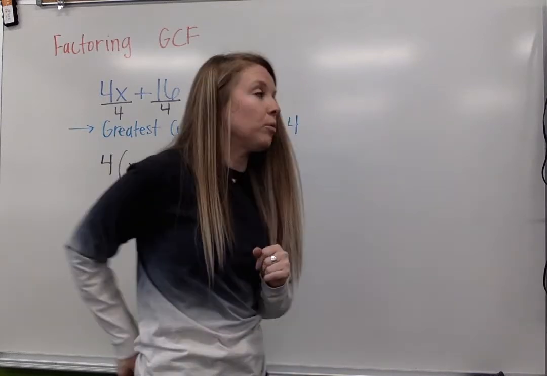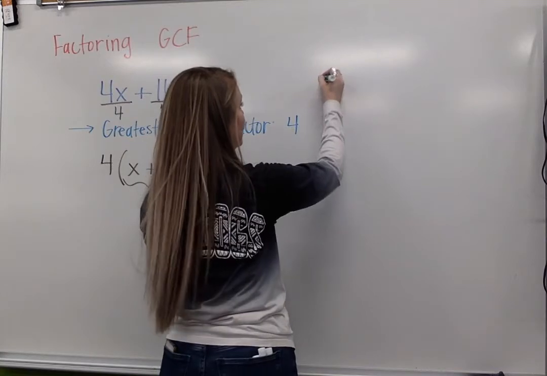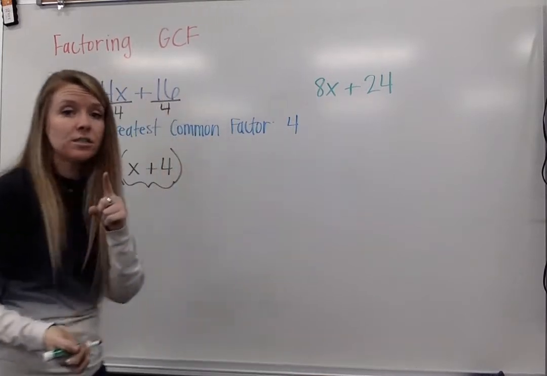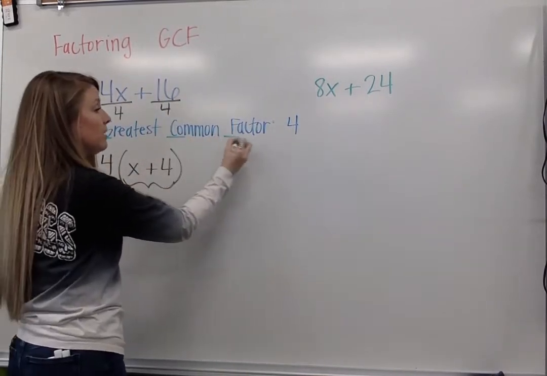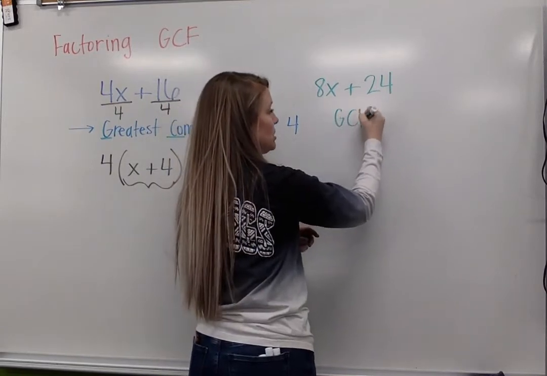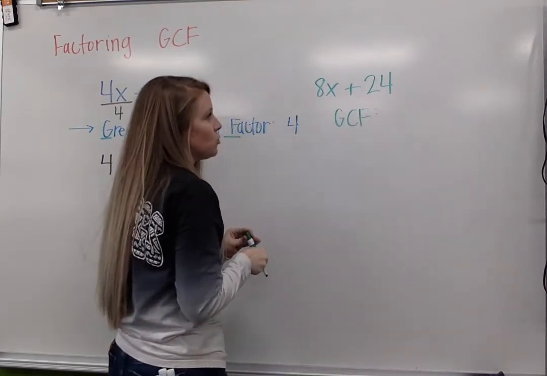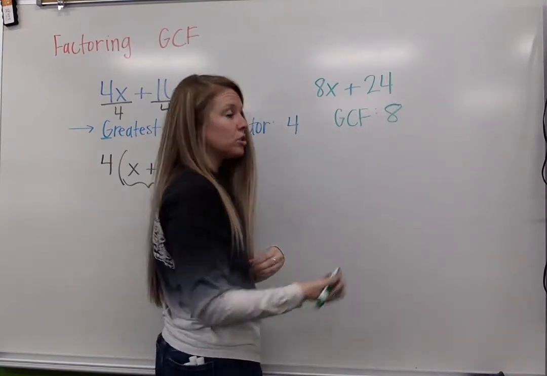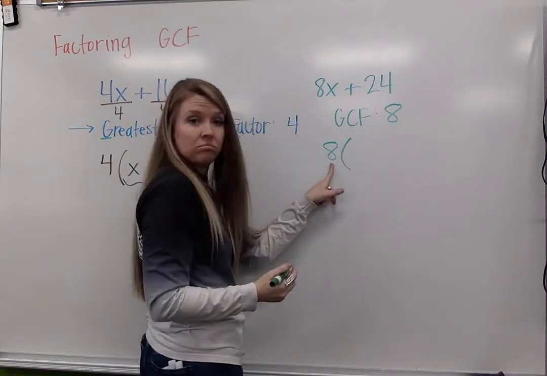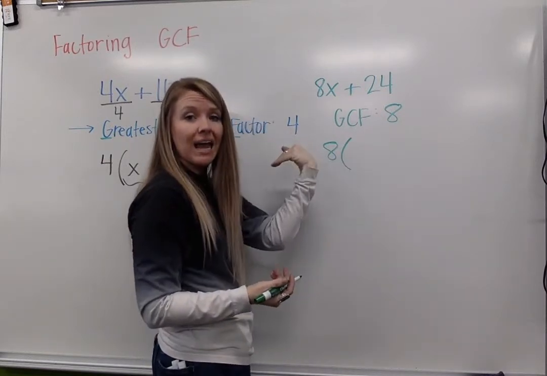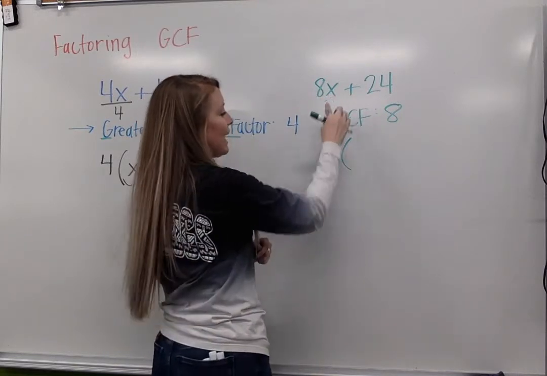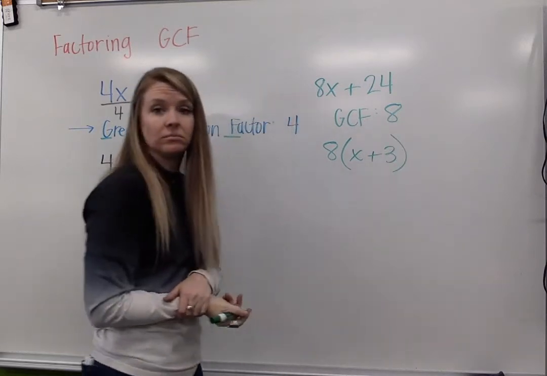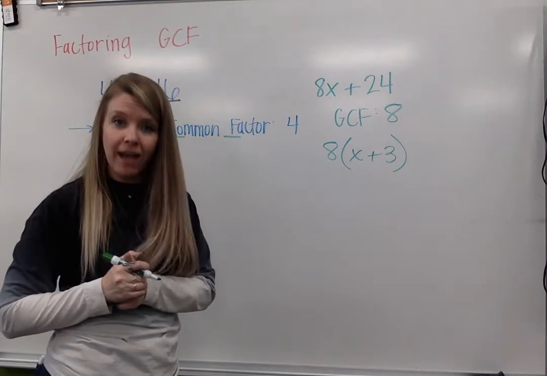Okay, let's look at another example real quick. So let's say we had 8x plus 24. Again, the first thing I want to look for is my greatest common factor. So I'm going to call that my GCF. The GCF of 8x and 24 is 8. So I'm going to divide 8 off of both terms. So I'm dividing out 8. So I put that in front of the parentheses because I'm dividing it out. I'm undistributing. 8x divided by 8 is x. 24 divided by 8 is 3. Okay? Now it is fully factored.